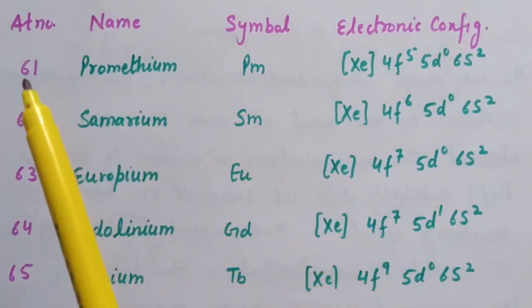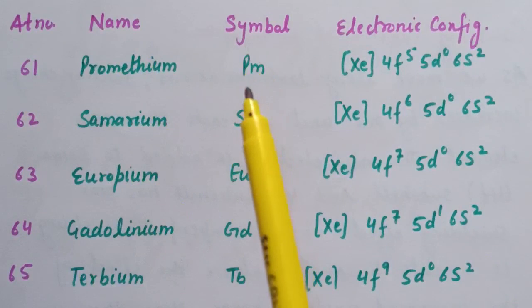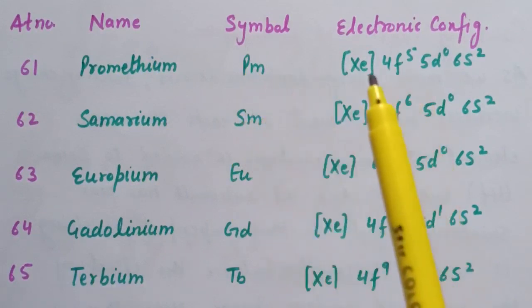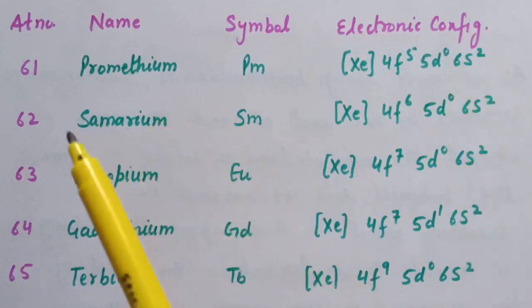Next element is atomic number 61. The name is promethium and the symbol is Pm, and the electronic configuration is xenon 4f5 5d0 6s2.